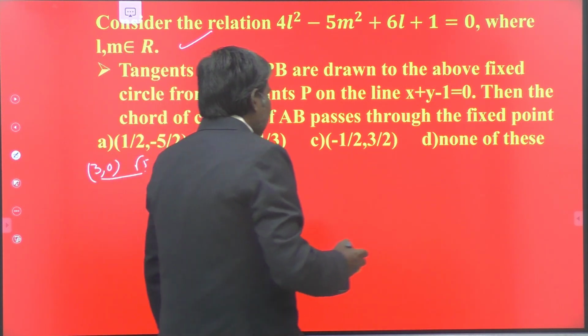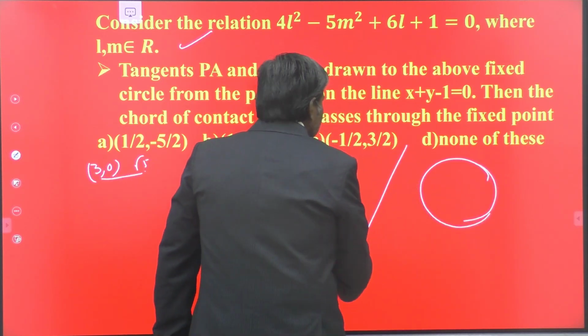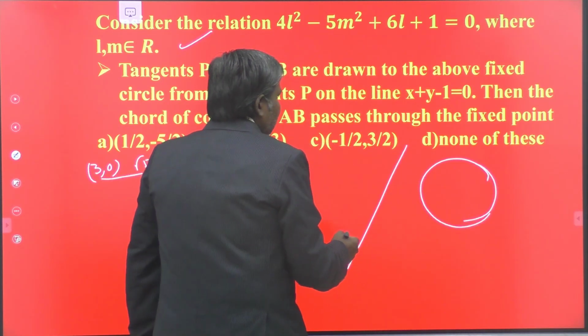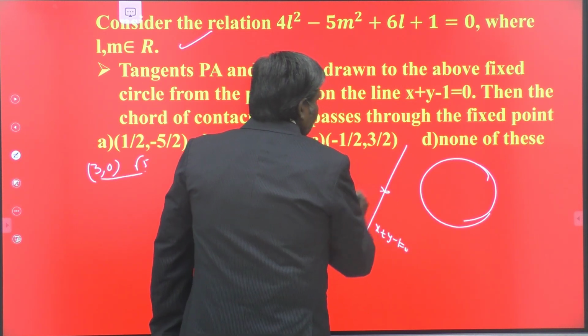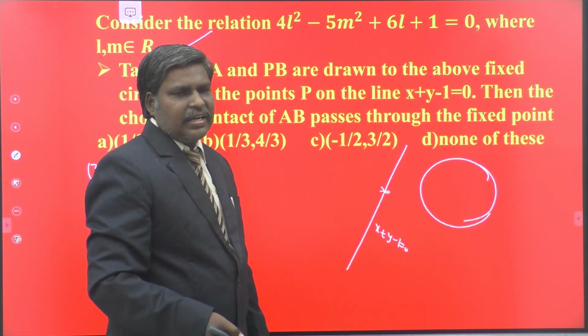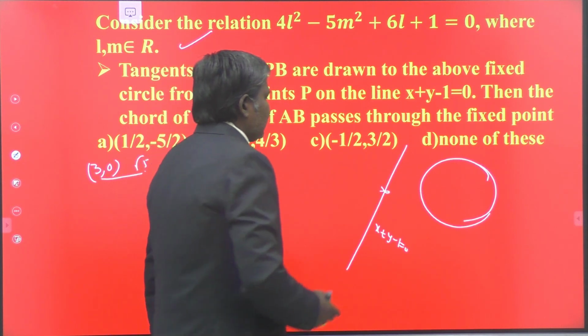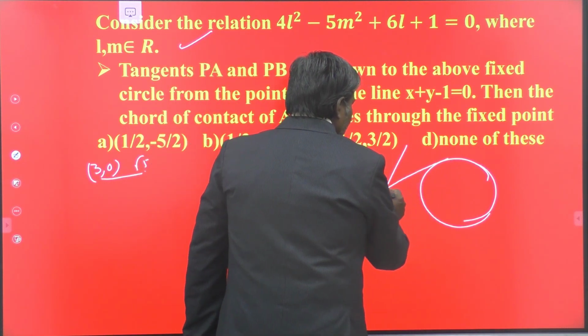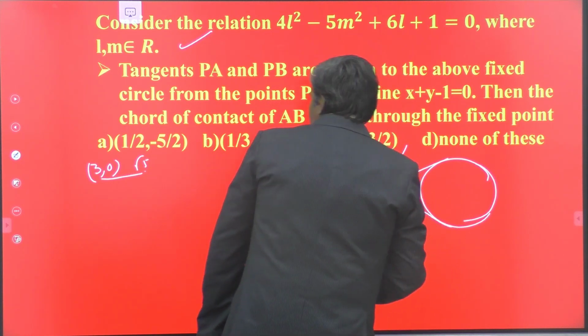Understand? So this is my circle. This is the circle. This is the line. What is the line? X plus y minus 1 equal to 0. You take any point. For different points there exist different chords of contact. All those chords of contact pass through a fixed point, what is that they are asking. So this is any point on the line. For that point the chord of contact we are going to draw.